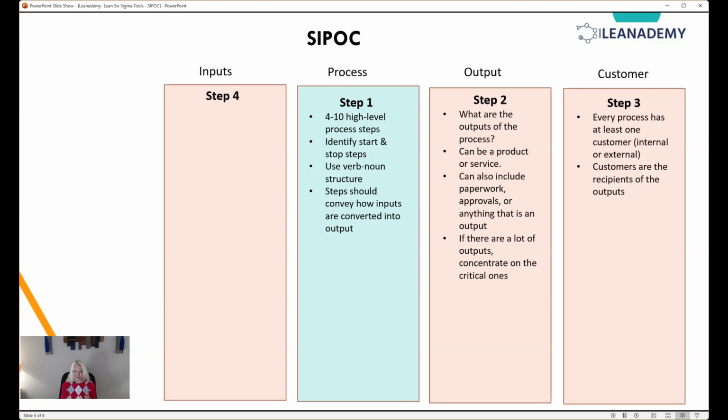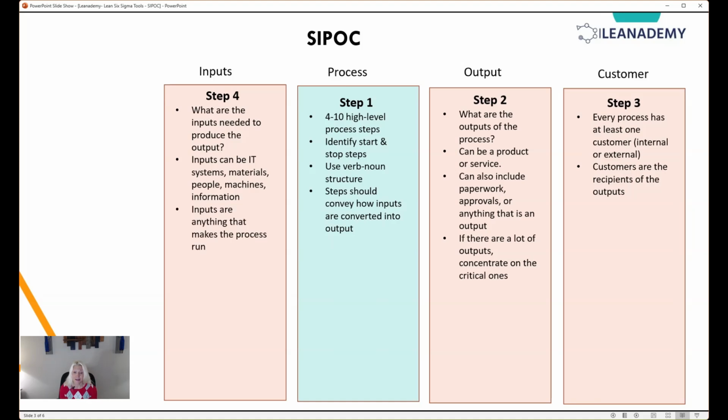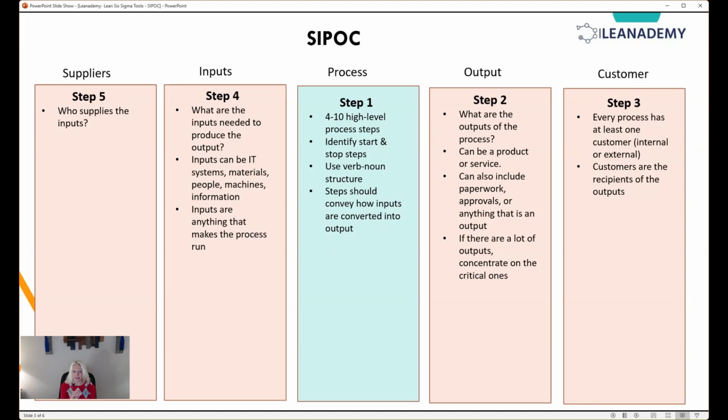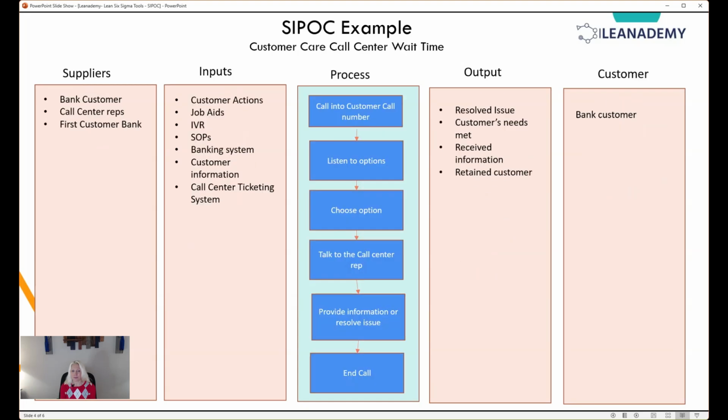And let's move into step 4, which is our inputs. What are the inputs needed to produce the output that we identified in step 2? Inputs can be any IT systems, materials, people, machines, or information. Inputs are anything that makes that process run. And next, who are our suppliers? Our suppliers, for step 5, are who supplies the inputs. So who supplies the inputs into that process? We identify the suppliers that provide the inputs.